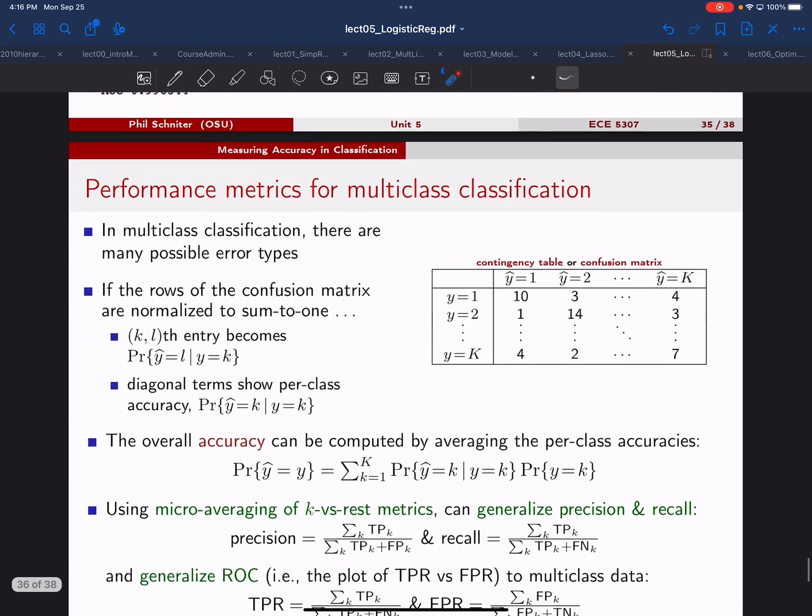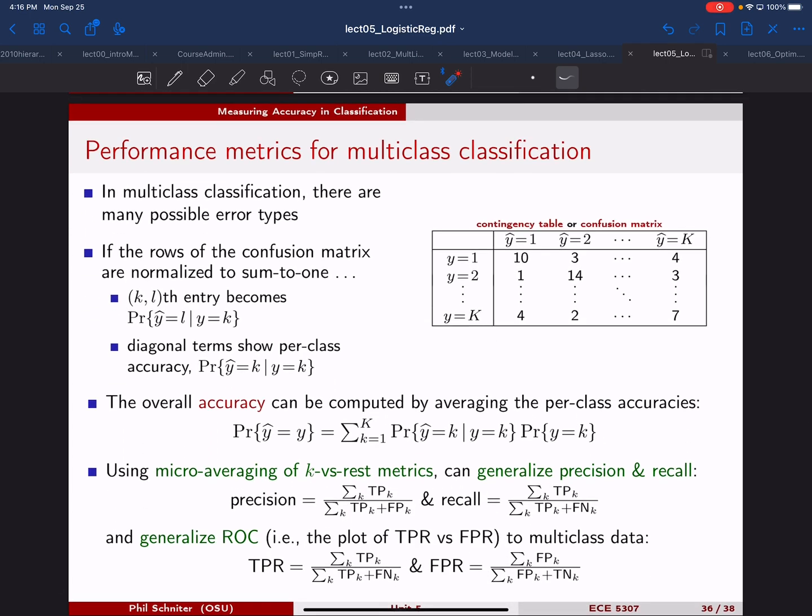Now let's think about what happens in multi-class classification. So in this case, our confusion matrix is a lot bigger. If we have capital K classes, we have a K by K confusion matrix. The terms along the diagonal here are measuring correct decisions, like when the truth is 1 and you predict 1 and so on. All the counts off the diagonal are measuring errors, but there are many, many ways to make errors here.